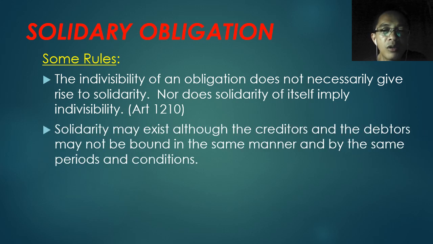Solidarity may exist although the creditors and debtors may not be bound in the same manner, in the same periods and conditions. Like my example: A was given a deadline of August, B September, C October. So in August, the only one who can be collected from for the entire obligation is A, not B and C because they are bound by different periods. But the demand on A is still for the entire obligation. It is up to the creditor to go after B and C in September and October.